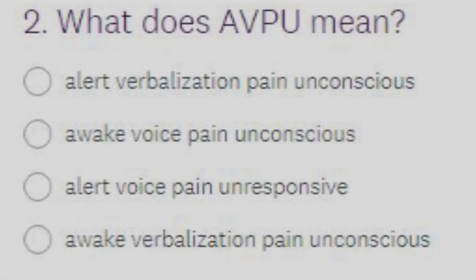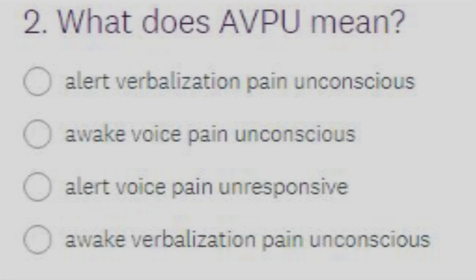Anyways, I'll tell you what the AVPU scale is. A system by which a healthcare professional can measure and record a patient's level of consciousness. It is mostly used in emergency medicine protocols. Okay, and I'll tell you what AVPU stands for. A stands for alert, V for verbal, P for pain, and U for unresponsive. The third option, alert, voice, pain, unresponsive, is the right choice.